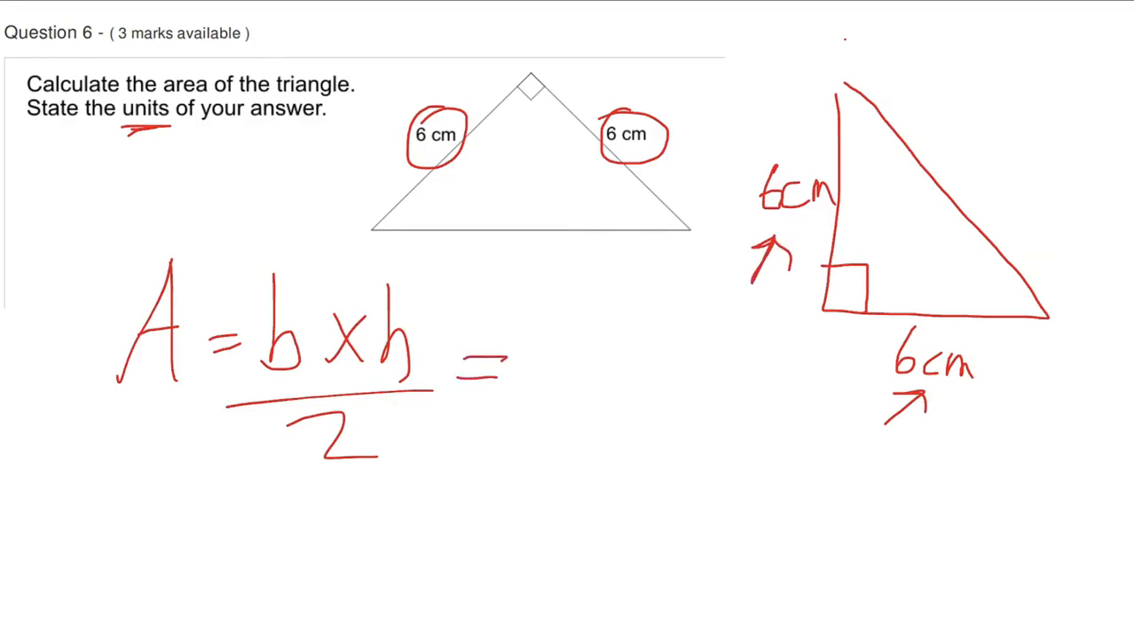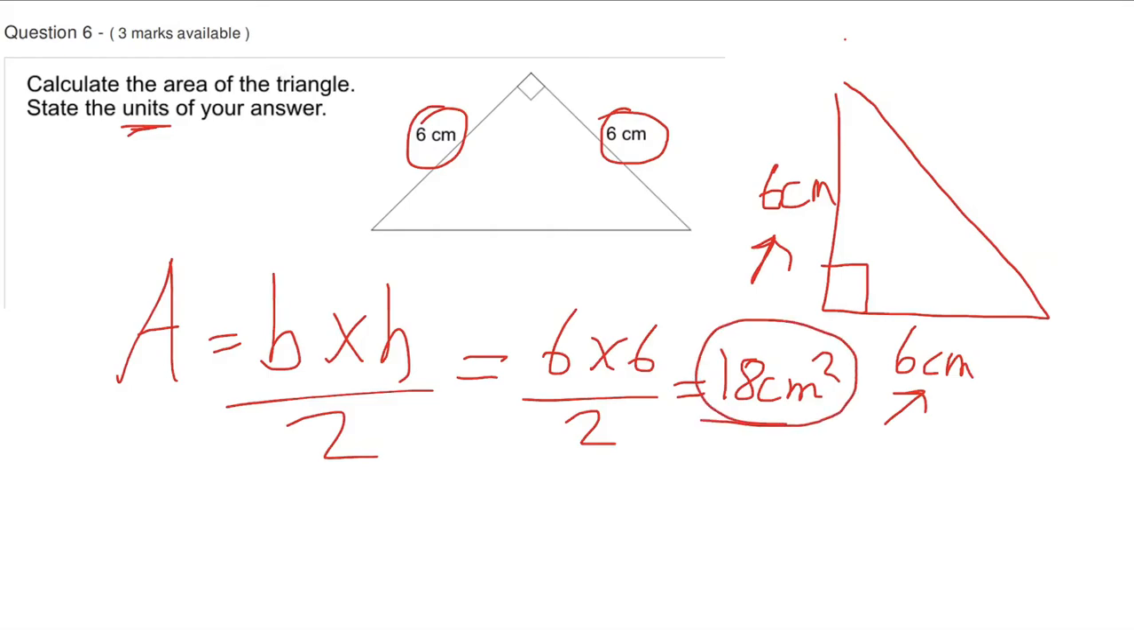So just putting that into the equation, that's 6 times 6 divided by 2, which will give you an answer of 18 centimeters squared. Remember, your units for area is always the unit that you have for your base and your height, squared.